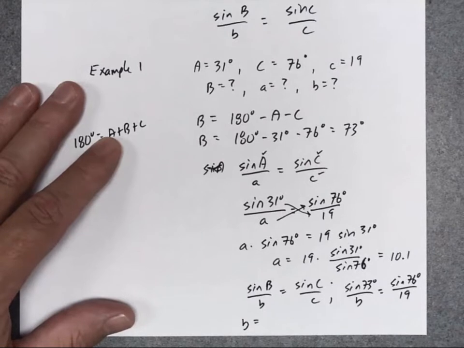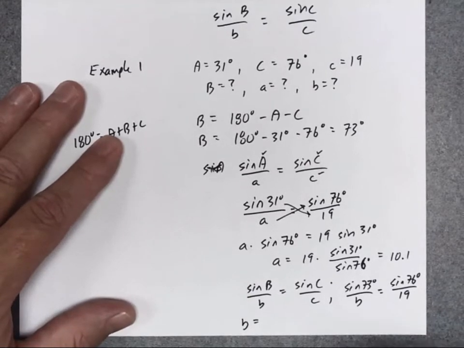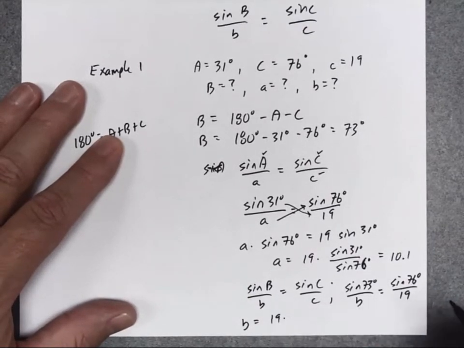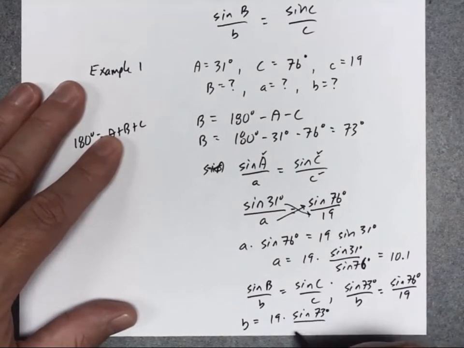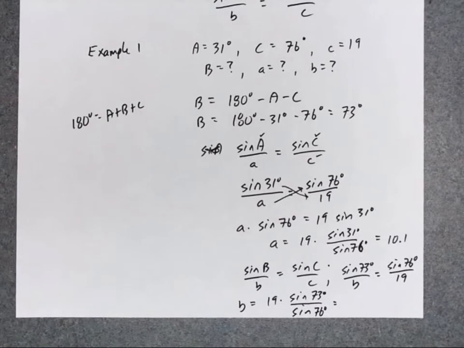So if I cross multiply and solve for B, I'm going to have 19 times the sine of 73 degrees over the sine of 76 degrees. So once again, I grab my calculator. Sine of 73 divided by the sine of 76 times 19.